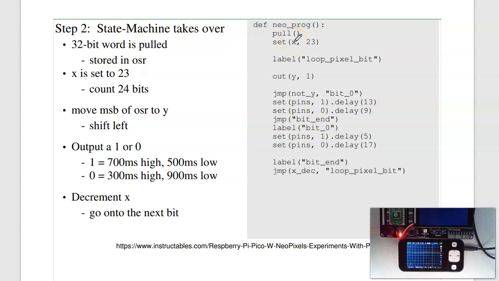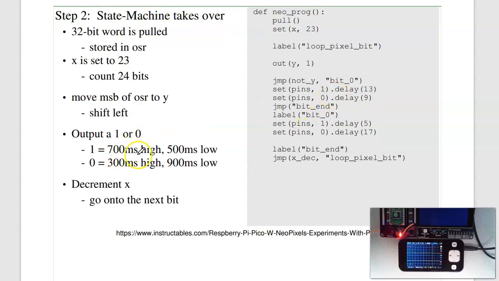I will move the most significant bit of the output shift register to Y. Then shift left. As I shift, I'm going to output a 1 or a 0. 1 is 700 nanoseconds high, which is 500 nanoseconds low. This is running at 20 megahertz, so 700 nanoseconds is actually 14 clocks. So here's 1 plus 13 gives you 14 clocks. It's 1 for 14 clocks. 0 for 10 clocks. 500 nanoseconds, that's on a 1.